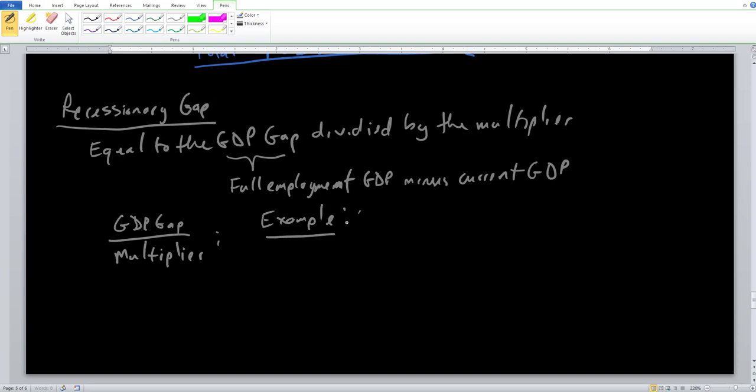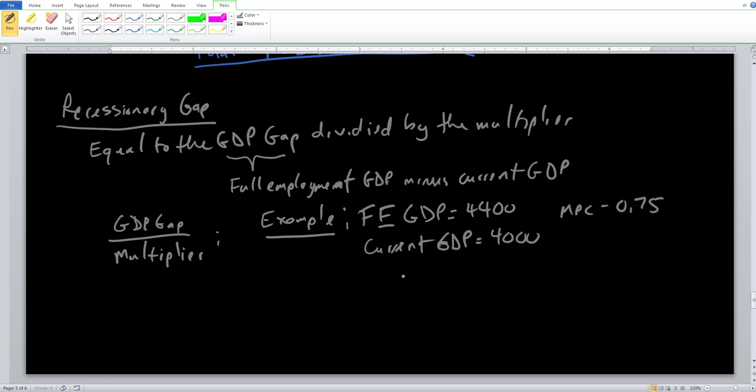Suppose that I tell you that full employment GDP, FE GDP for short, is equal to 4,400. Suppose that current GDP is equal to 4,000. And then finally, let's suppose that I give you an MPC equal to 0.75. So 3 specific numbers that I can provide to you. That's more than enough information to calculate this recessionary gap. One thing to note is that this recessionary gap is always going to be a positive number. It's the spending increase that we need to have within the economy.